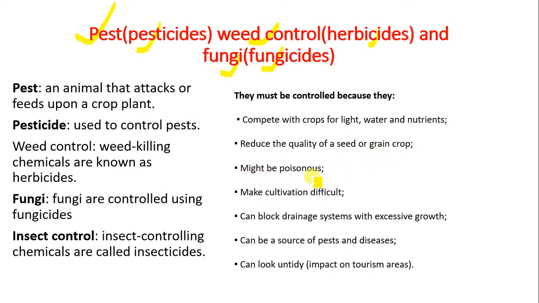So weeds might be poisonous, make cultivation difficult, block drainage systems with excessive growth, and be a source of pests and diseases, and they can look untidy, which can have an impact on tourism areas. So you see, we need all these chemicals in order to avoid this set of issues.